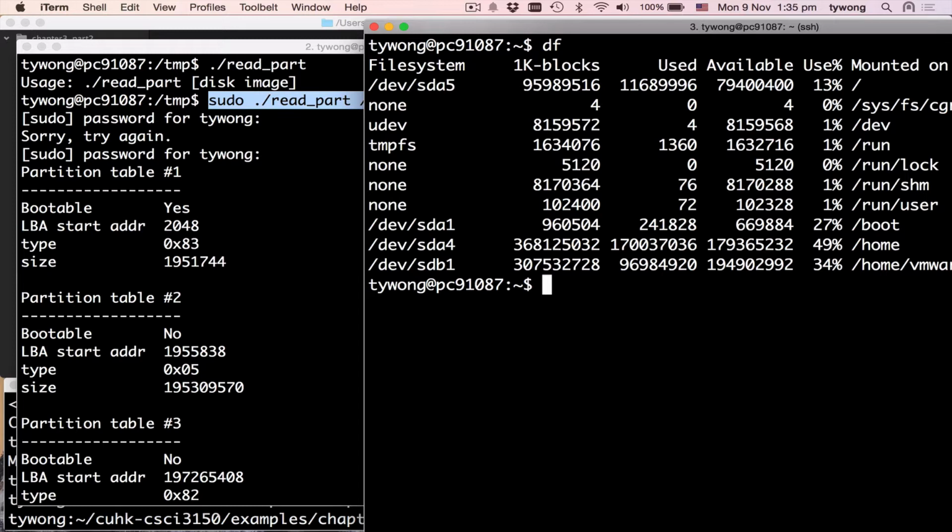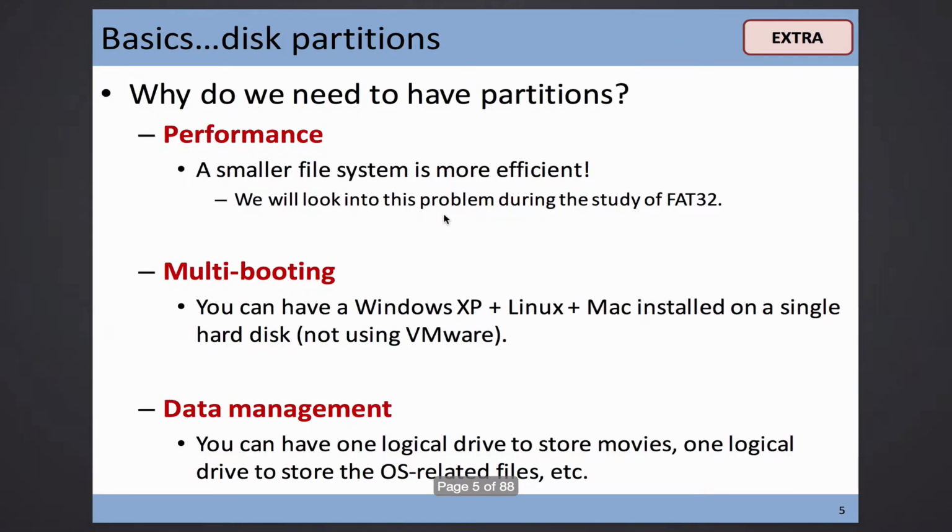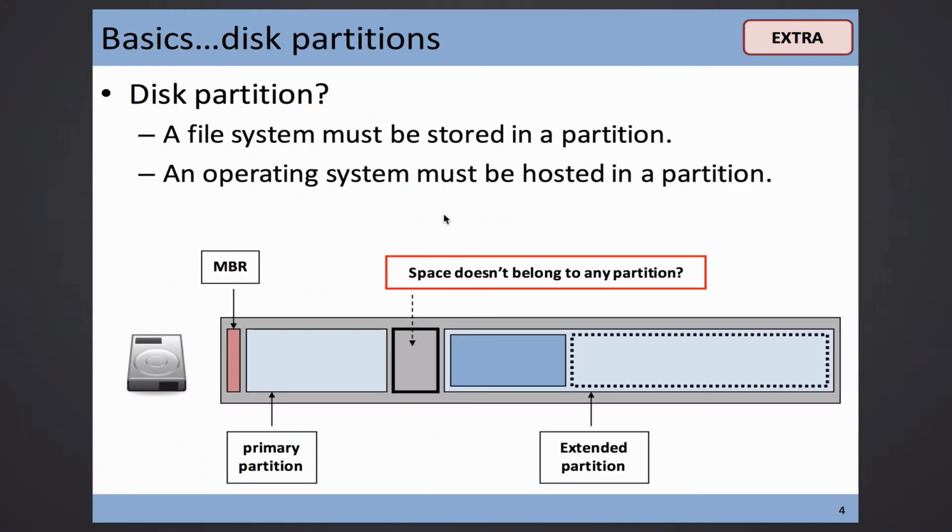For the physical file systems, you will find numbers here: SDA1, 2, 3, 4. Some of them I didn't mount. Whenever you find a number, it means a partition. If you're still confused about what a hard disk or a partition is, an entire hard disk is like this, and a partition is this small box.